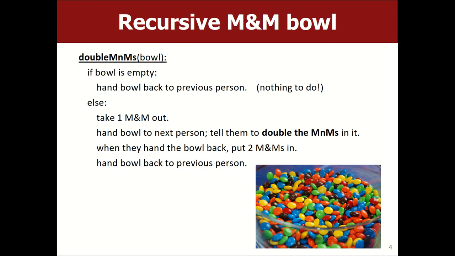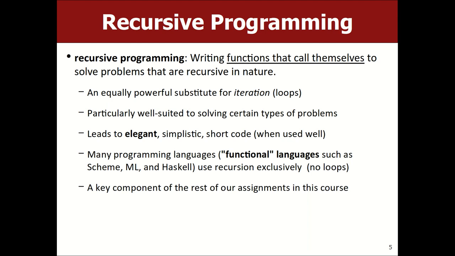Let's look at some actual code. I think the real C++ code might be helpful to look at. So recursive programming is when you write a function that calls itself. Have you ever done that? You get to the bottom of a function and you want to go back to the top, so you call your own function and it jumps you back up. That's kind of what I'm talking about.